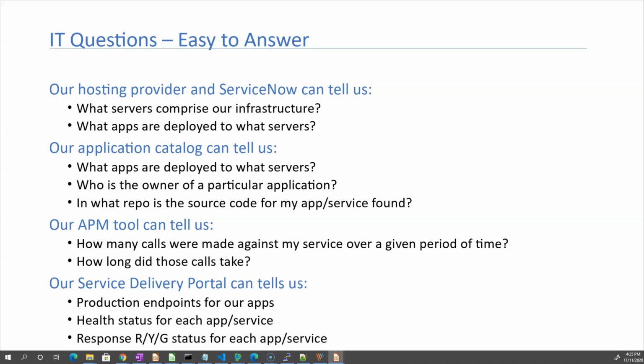Our application performance monitoring tool could tell us for a given period of time how many calls were made against a particular service and how long those calls took on average. And we have a service delivery portal that could give us the production endpoints for our apps in case we wanted to go out and verify that they're up and running. It also performed some synthetic monitoring to give a status of health for each app and service from each of our field offices that would result in a red, yellow, green status for each app and service. So those are some of the questions that are relatively easy to answer given what we had.